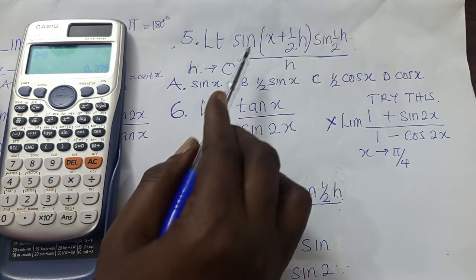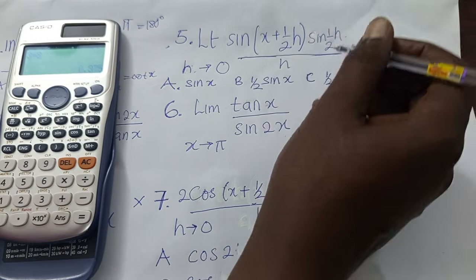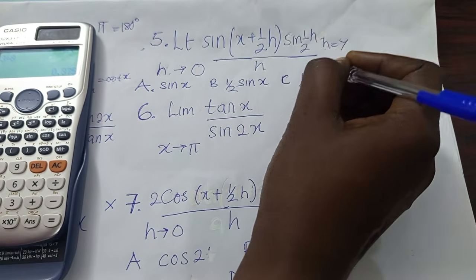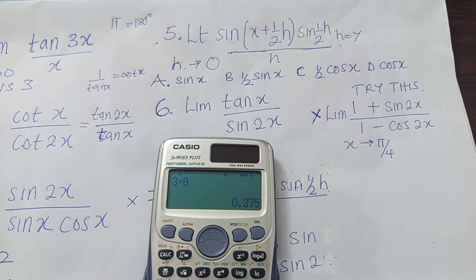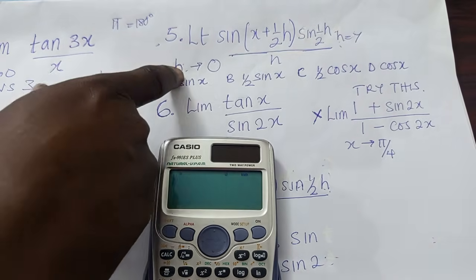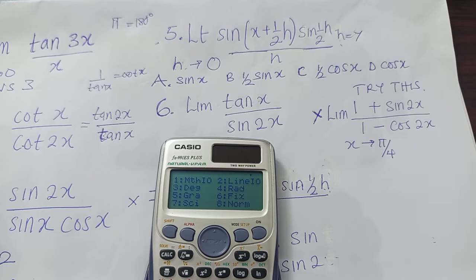But our h is tending to 0, so we can use h as y. Take h as y, and our x will remain x in our calculator, because we don't have h in the calculator. Now, your limit is h tending to 0, so set your calculator in radian. Ensure you check.